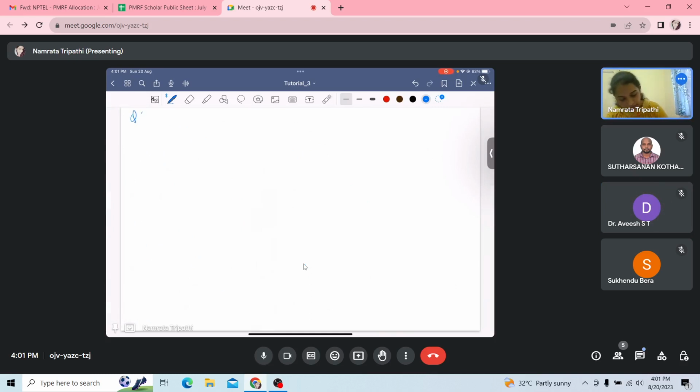Question number 5. Question is, find a polynomial approximation of fourth degree to the solution of the equation. What is the equation?